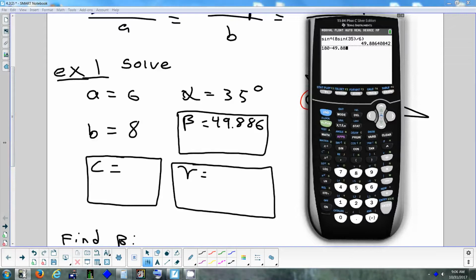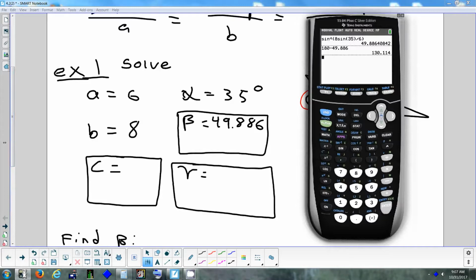All right, so 49.886. And I get 130.114. Now, we don't want to write it down yet. We've got to check if it works. So Robin, do you remember how I check if that answer works? Well, what has to happen with all the angles in a triangle? They have to add up to 180. They have to add up to exactly 180.